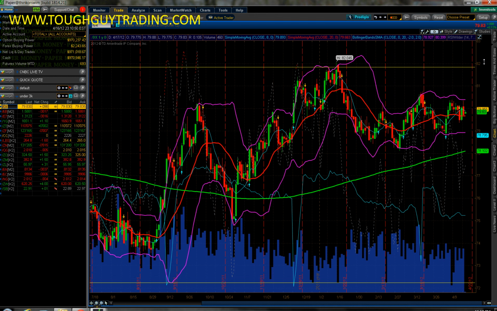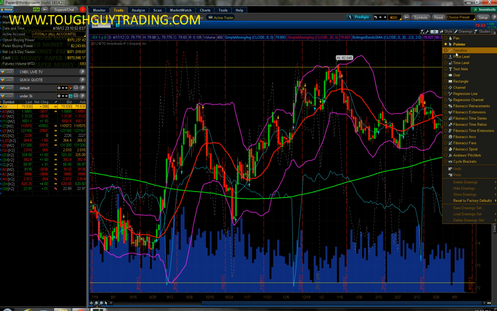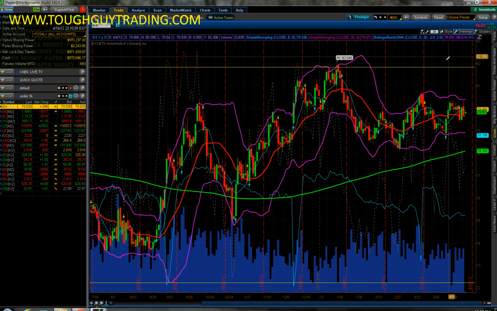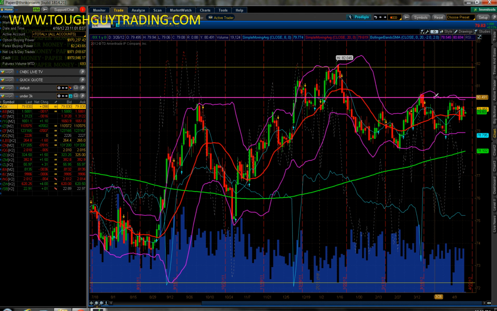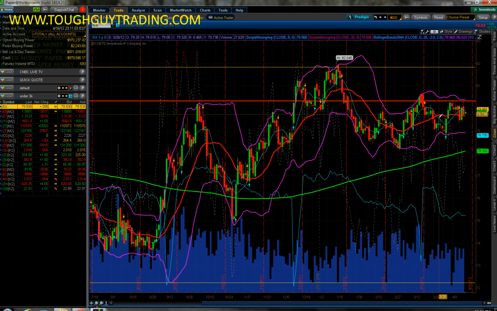So what I would normally do is come here and simply put on a support and resistance line, because it's nothing major, and you want to know when the market is going to break out. When can it make a new high? When can it make a new low?